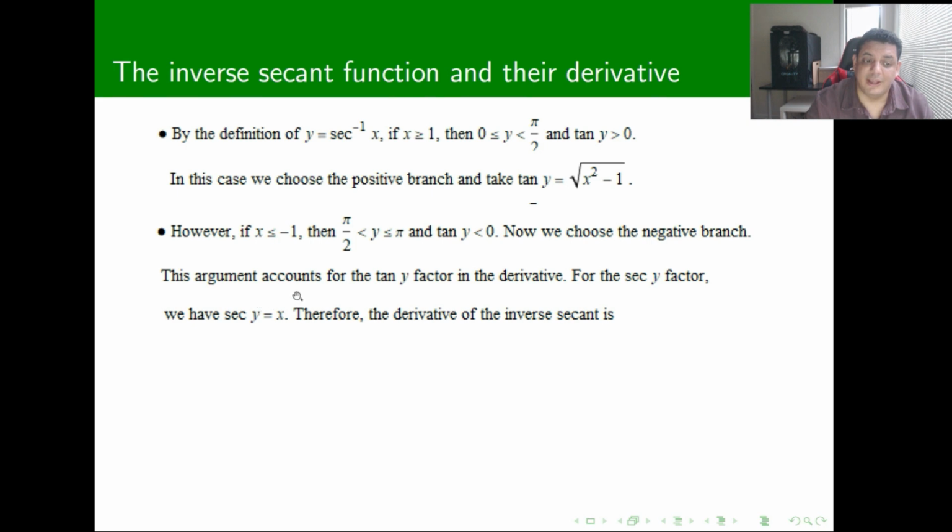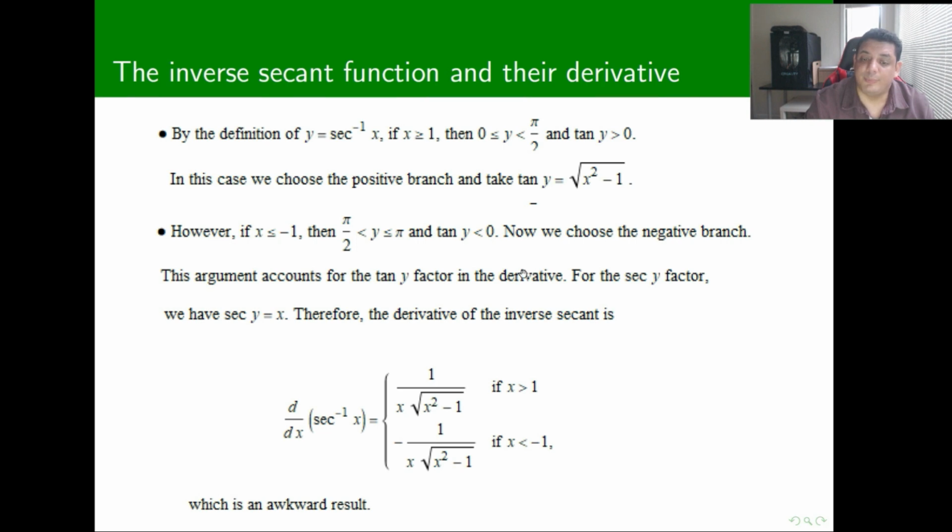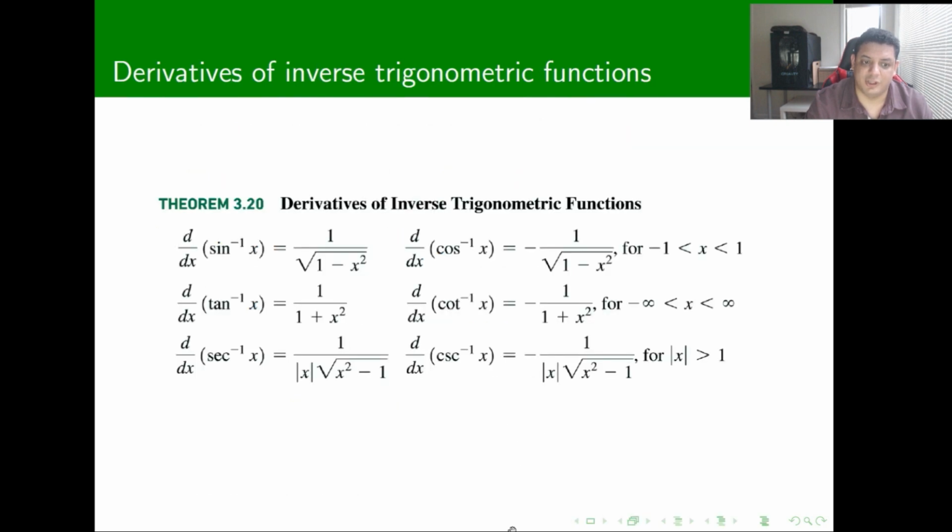And so instead of just having secant of y equals x, I need to multiply by the sign in front. So two scenarios happen. If x is bigger than 1, we have 1 over x square root of x squared minus 1. But if x is less than 1, then we have minus 1 over x square root of x squared minus 1. We can now fold this together using the absolute value definition, and we get that the derivative of secant to the minus 1 is 1 over absolute value of x times square root of x squared minus 1.